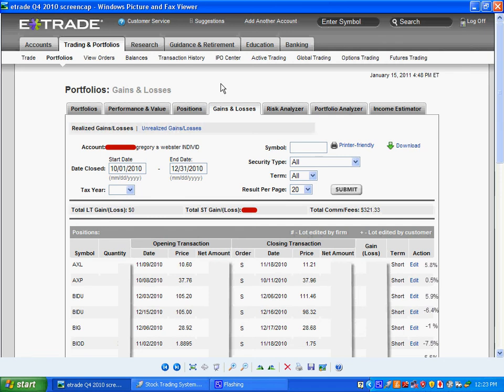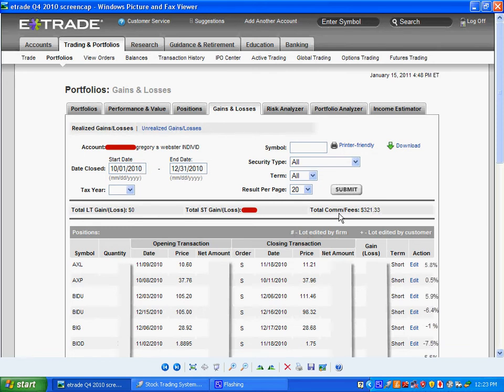Okay, so if we click over here, this is a screenshot of my actual E-Trade account. You guys that have E-Trade will be familiar with this. So you go in and you click on Trading and Portfolios. Then you click on Gains and Losses, and the screen comes up of the stocks that you've traded per time period. So I put in a search for 10/1/2010 to 12/31/2010. So that's the last 3 months of the year.